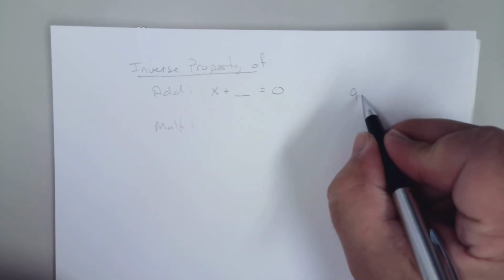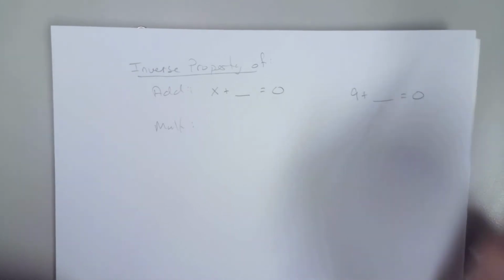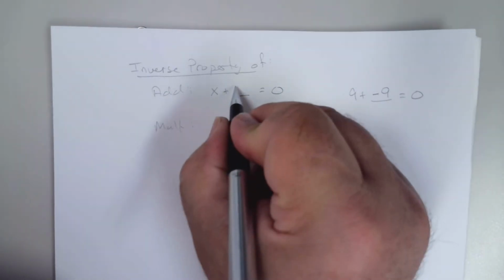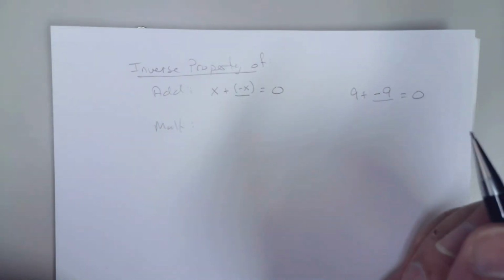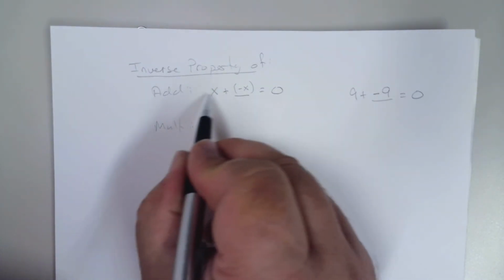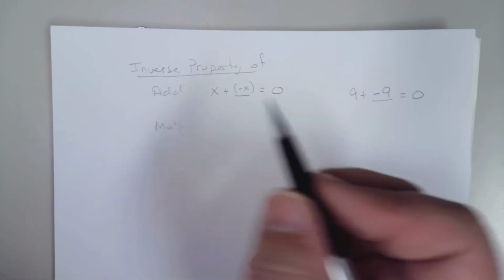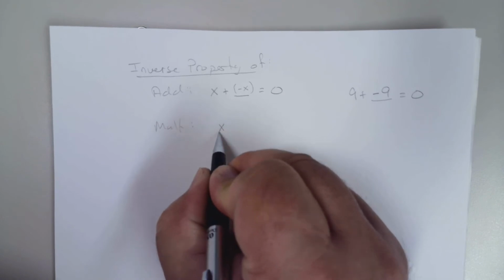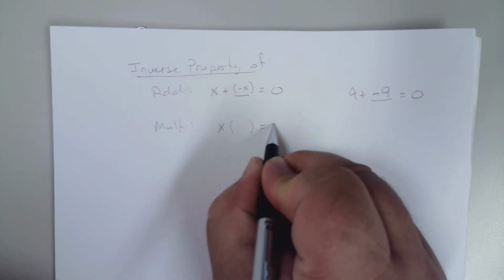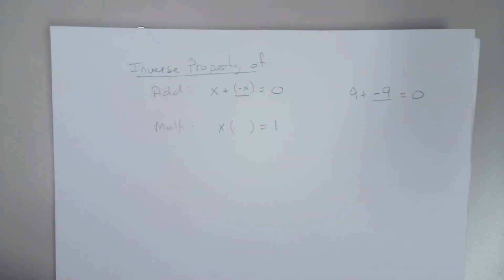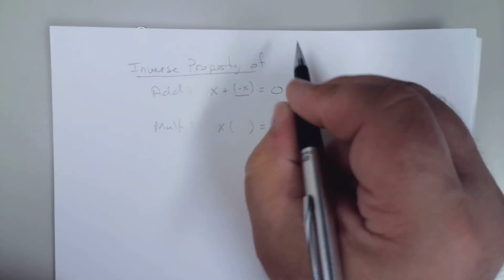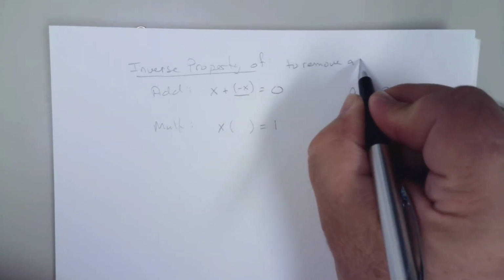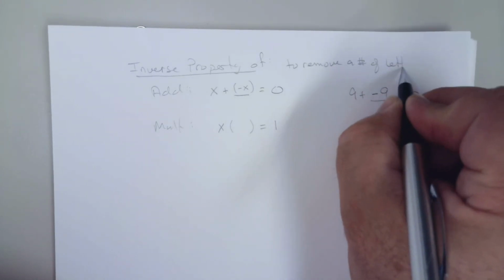So if we had a number 9, 9 plus what gives us 0? Negative 9. I have the same numbers, opposite signs. Same thing here, negative x. So if we're adding, all I have to do is change the sign and that'll cancel out the numbers. If we're multiplying, what times x gives us 1? We use the inverse property to remove a number or letter from an equation.